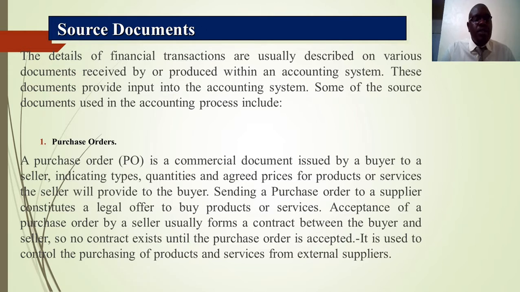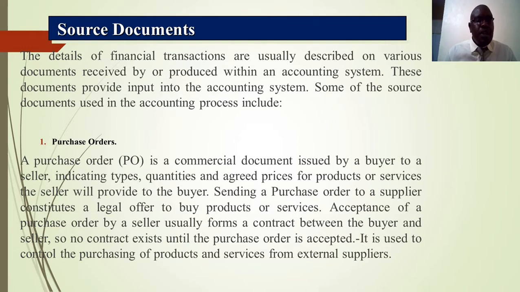Why do we use purchase orders? We use purchase orders usually to control purchasing of products and services from external suppliers. So when we want information on purchase of stock within an organization, the documents which would provide such information are the purchase orders which have been sent to suppliers. So copies of such purchase orders will always provide information which will help you in a business to know the amount of stock which has been ordered within a particular period of time.